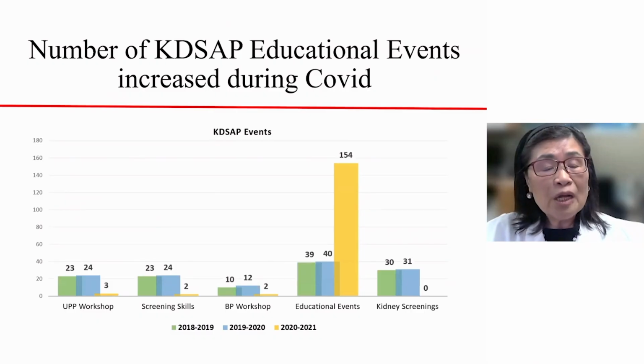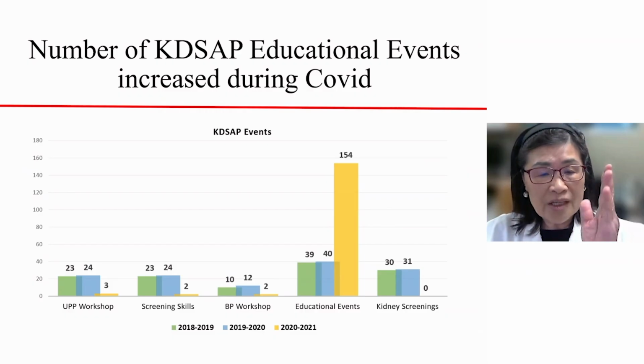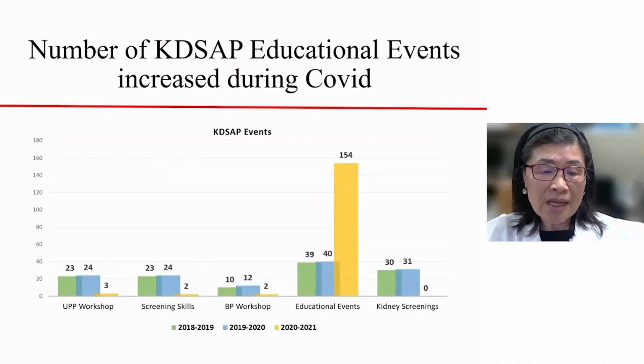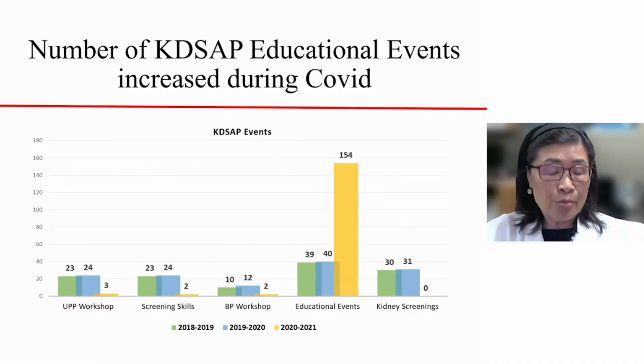To make the point of how powerfully KDSAP influences other graduate students, this is an example of what KDSAP members did during COVID, 2020 to 2021. While we were not able to go out to conduct health screening, our community service events shot up by four times. You see here the yellow bar, which is incredibly impressive.